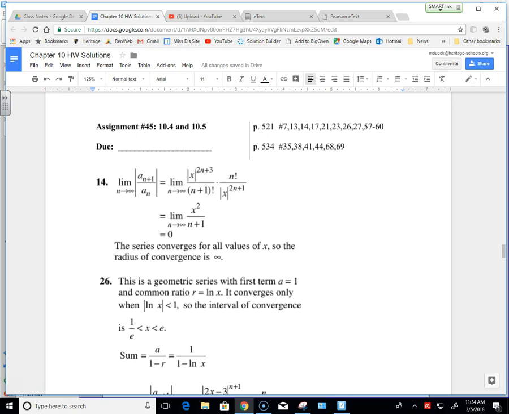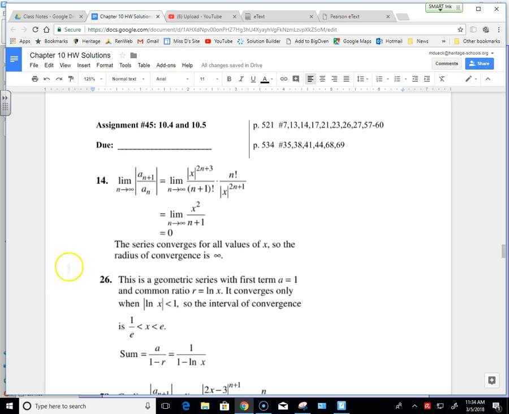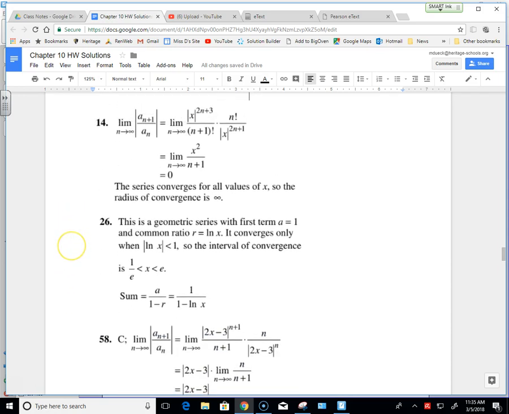All right, 10-4, 10-5. Here we go. Number 14. Final answer is 0 is always less than 1, so therefore it converges. You could say negative infinity to infinity, or you just could say for all values of x, and the radius of convergence is infinity.